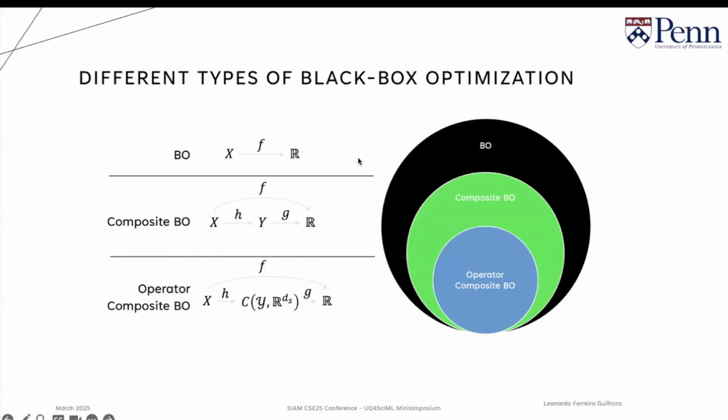So over here, I have a Venn diagram showing Bayesian optimization as this larger sphere, and composite Bayesian optimization as a subset of Bayesian optimization. And finally, we have operator composite Bayesian optimization as a subset of this, where the intermediate space Y is a space of functions. Over here, for example, the space of continuous functions from Y to some output space R^ds.